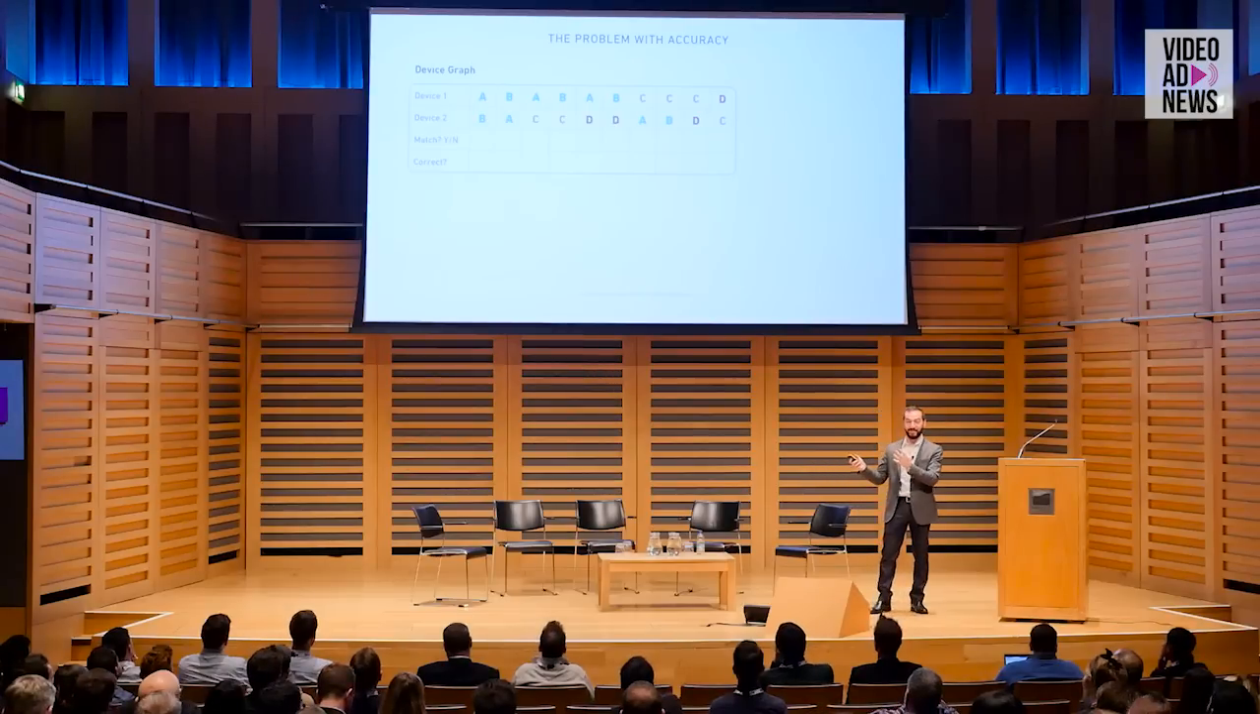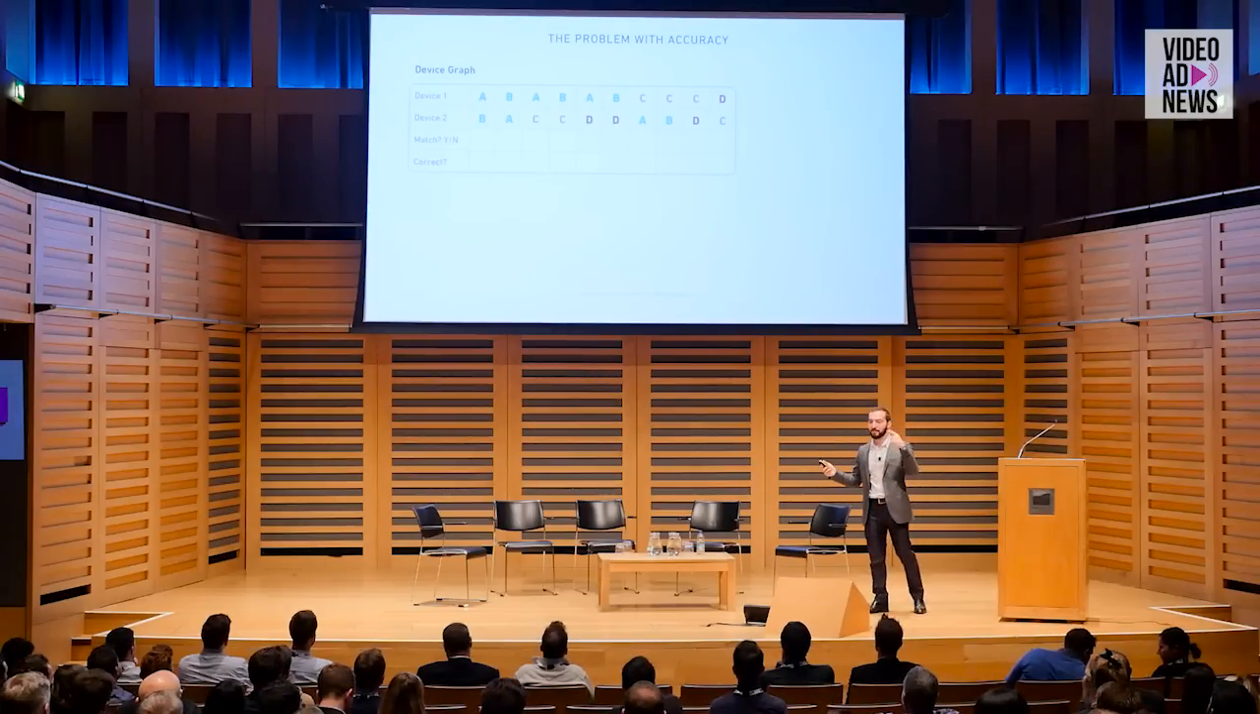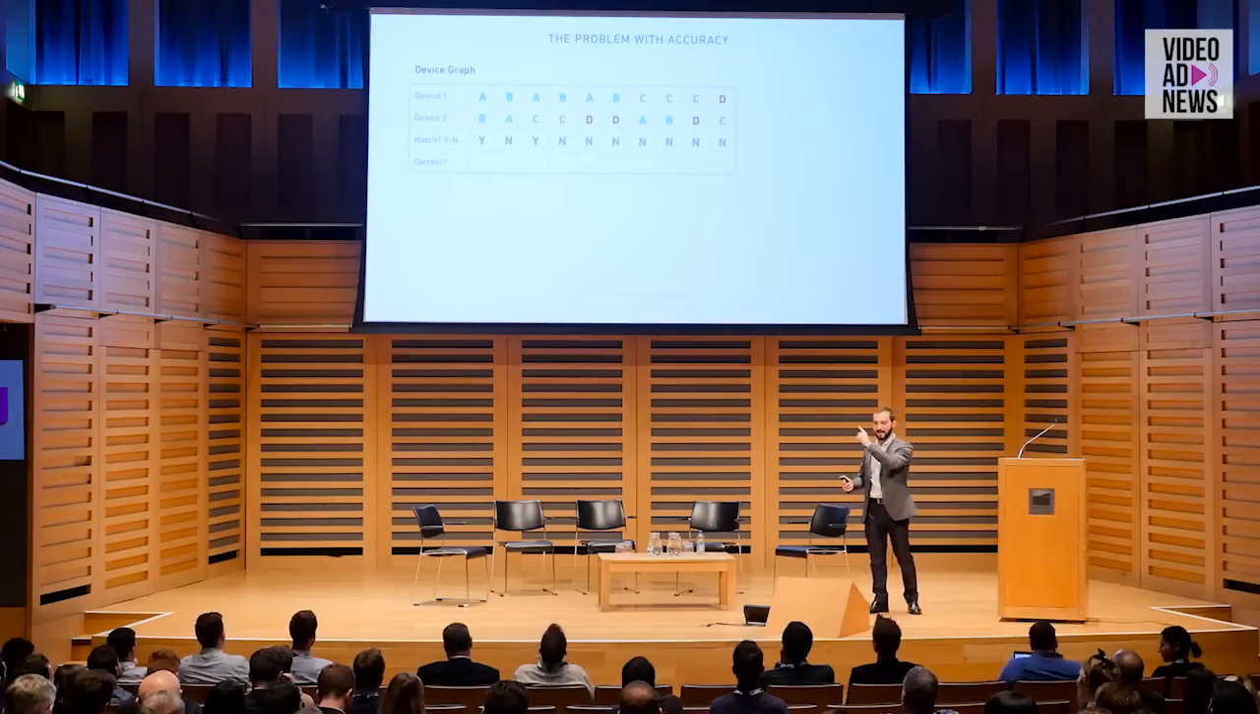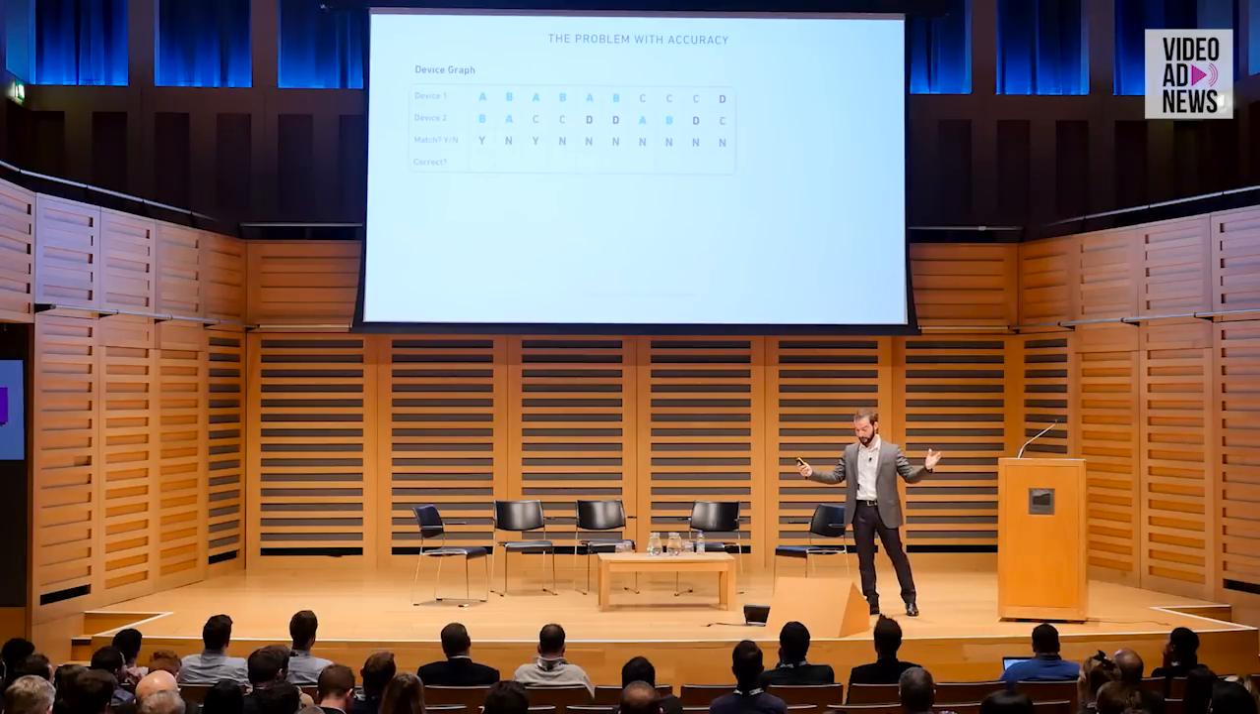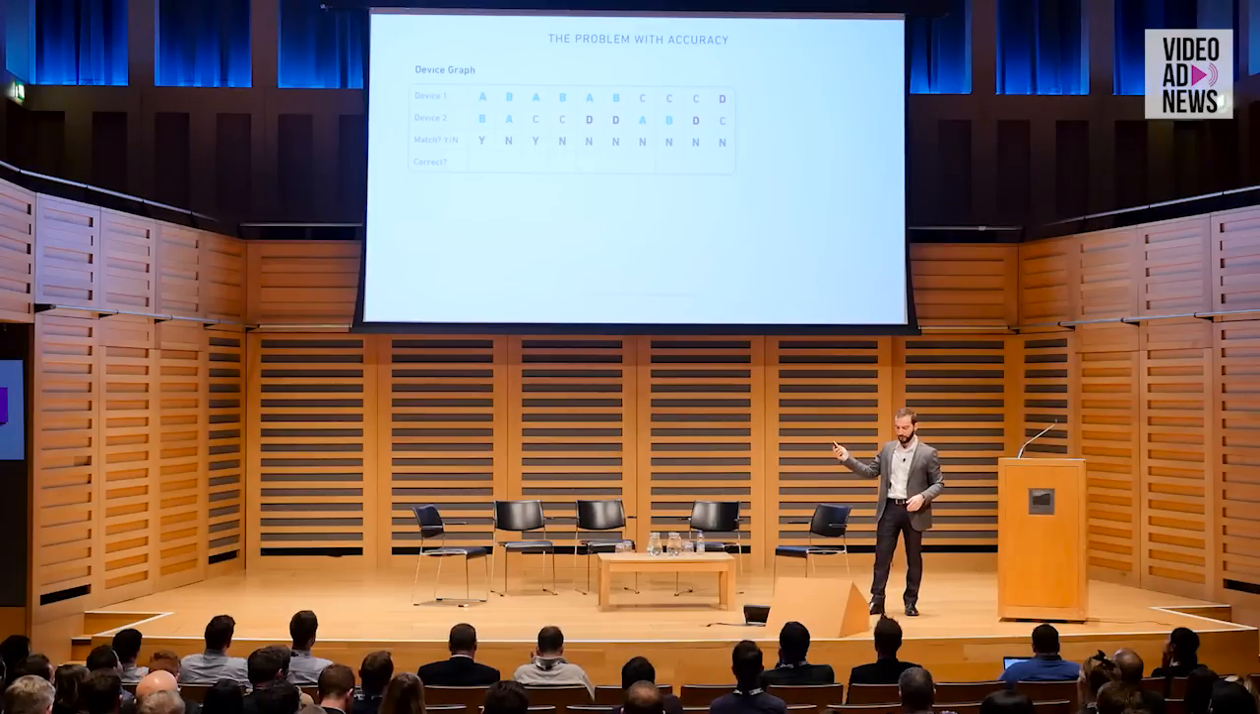This is an example of a device graph. It's a tiny one. There's like 10 matches there. It's actually 10 permutations of devices. So what you will have is devices matched together, and then you would predict, is it a match or is it not a match? The yes means I believe they're matched. The no means I believe they belong to different individuals, right? And here you see around 2 yeses and 8 nos, by the way.